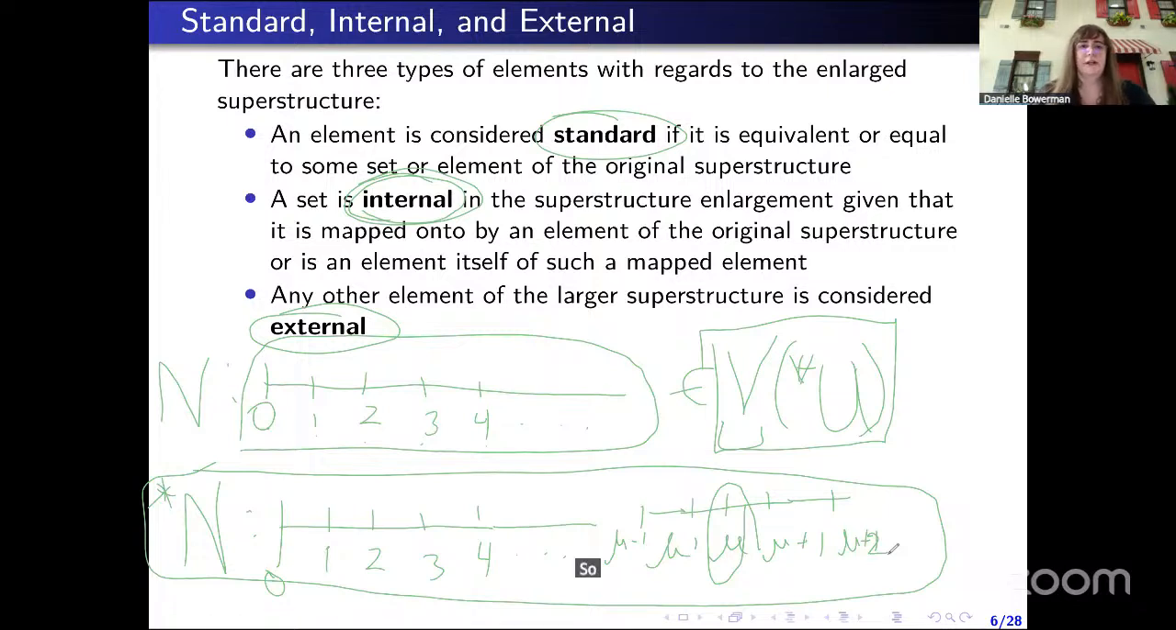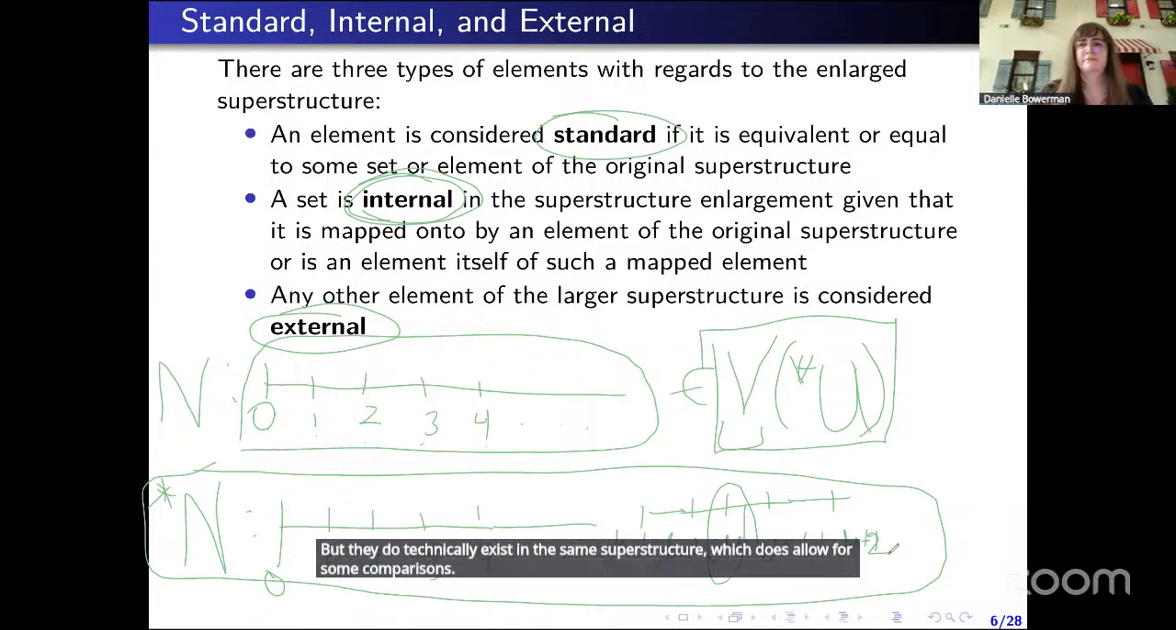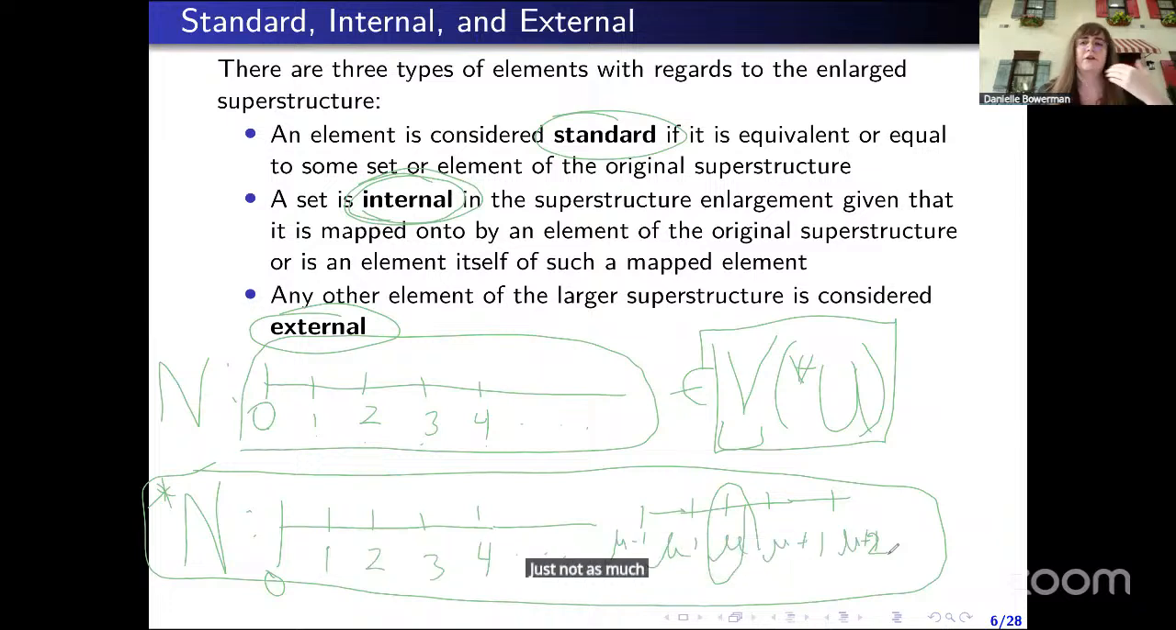So for a lot of what we deal with, as you alluded to with your question, we treat external elements as if they don't exist for many of our purposes, but they do technically exist in the same superstructure, which does allow for some comparisons, just not as much with the transfer principle. Okay?